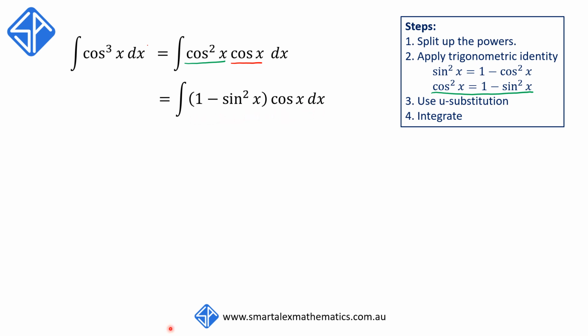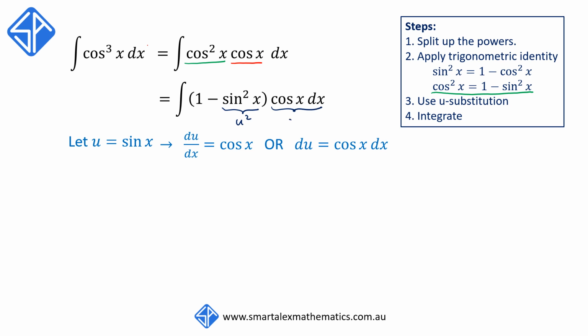And what this allows us to do is the next step is to use the u substitution. We can say let u equal to sine x so that du on dx is equal to cos x or du is equal to cos x dx. So that means we can replace this sine squared x with u squared and cos x dx gets replaced by du so that our integral reduces to 1 minus u squared du.